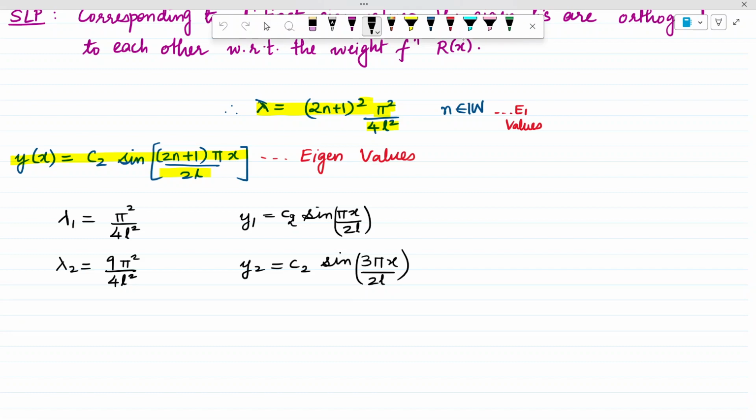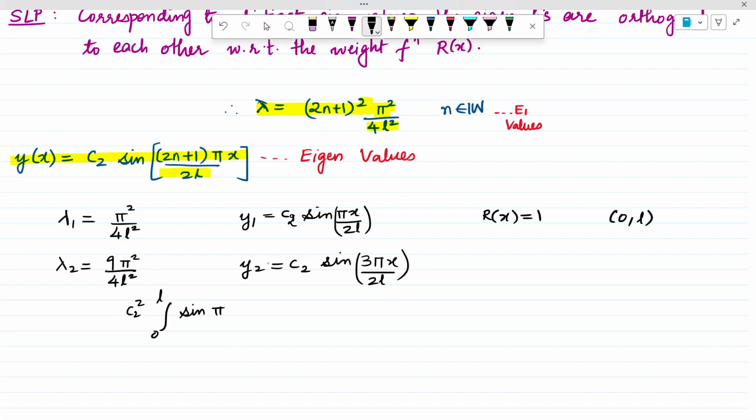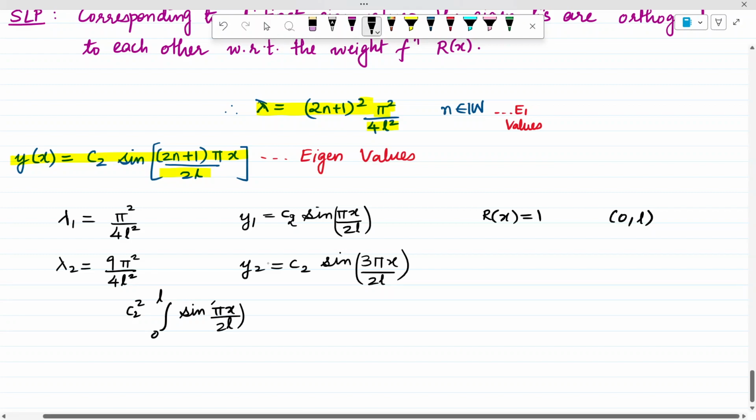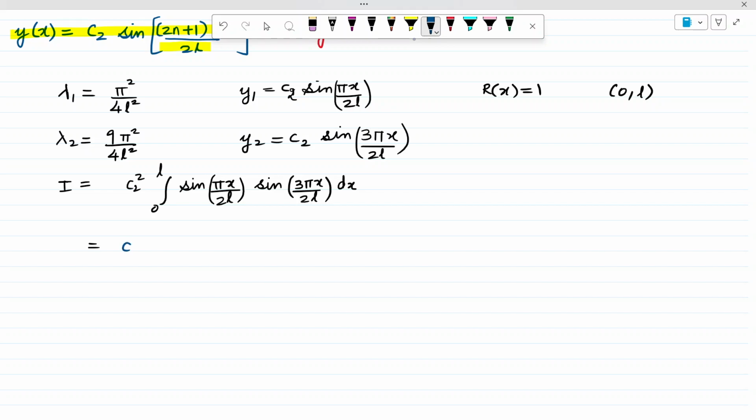And in the question we were discussing, capital R of x was 1, and the limit was 0 to l. So I need to check this integral between 0 to l of c2 square sine pi x by 2l into sine 3 pi x by 2l. We'll apply the sin c into sin d formula here. Let me call this integral I. So c2 square.